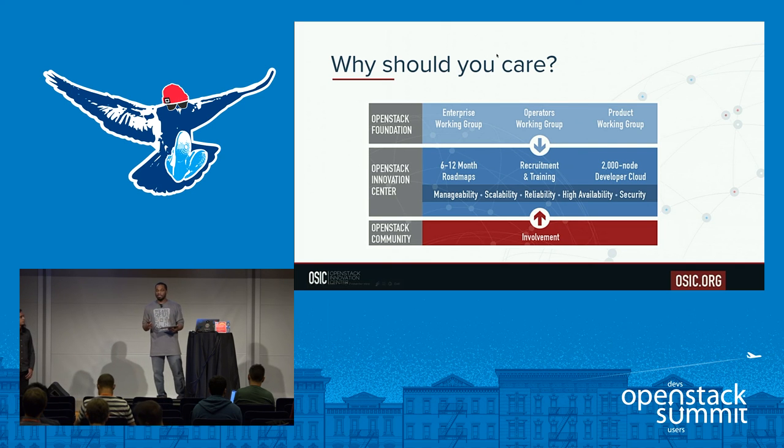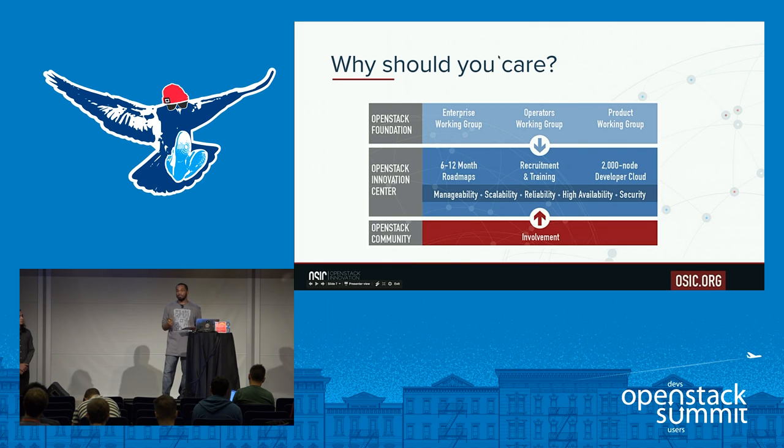And last but certainly not least, if you go to osic.org, there's the developer cloud, which is a 2,000 node cluster that you can request resources from. There's bare metal resources as well as virtual machines within an existing OpenStack cloud. All you have to do is sign up for it. And generally, our only request is that within 2 weeks after you're done using the resources, you generate a white paper that says how you succeeded or how you failed, what you were trying to do, and how the resources helped you.